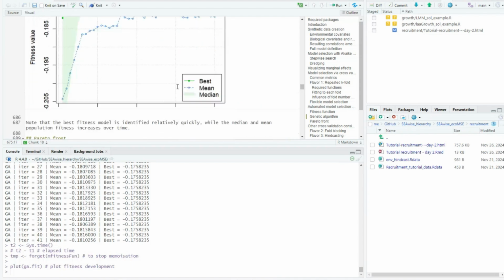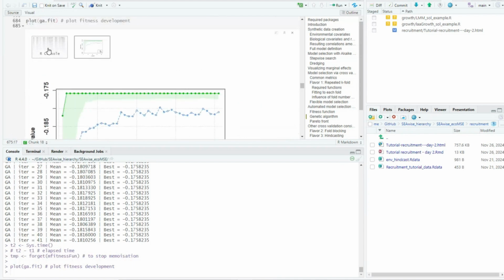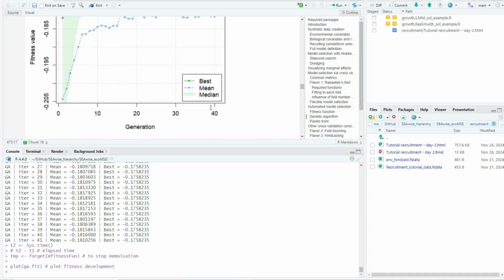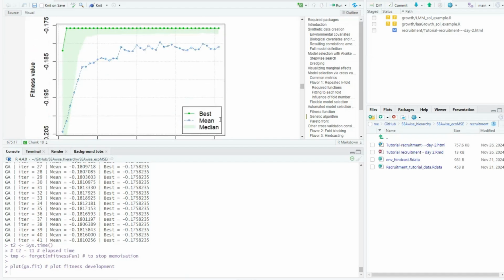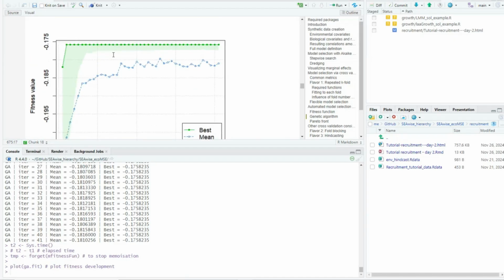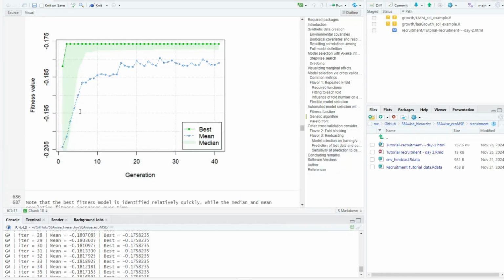And now it's finished after about 41 generations. So you can see here in this figure, it found the best performing model after just 2 generations. We know it's a relatively simple model, so it found it quickly. And the population gradually got better over time until it sort of peaked out.